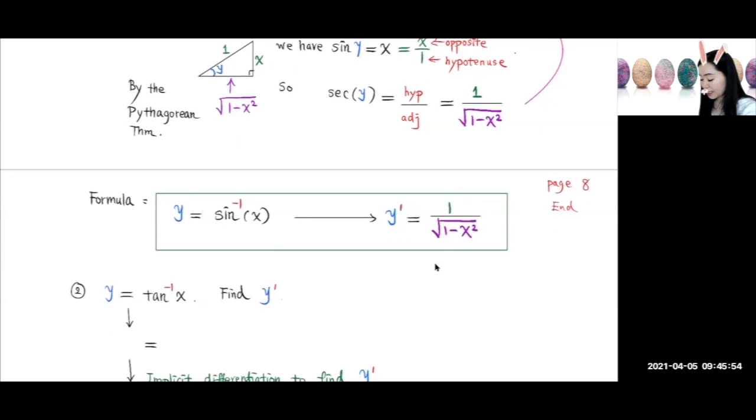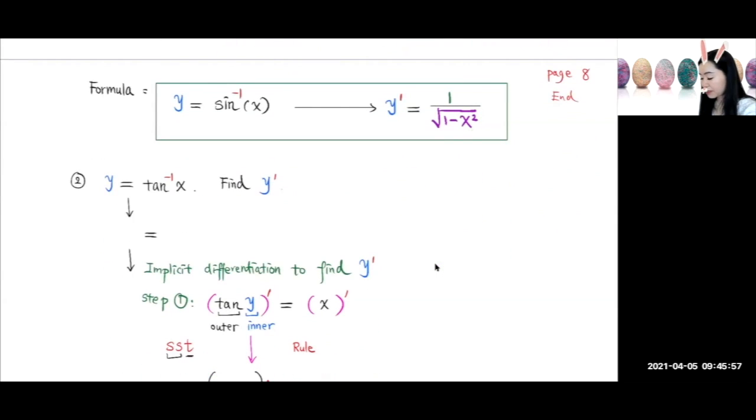Okay. Now the next one, we're going to discover the derivative for inverse tangent. Similarly, we want to relate this to the tangent function because we know the derivative for tangent. So if y is equal to inverse tangent of x, then tangent of y is equal to what? x. Okay, we got it.